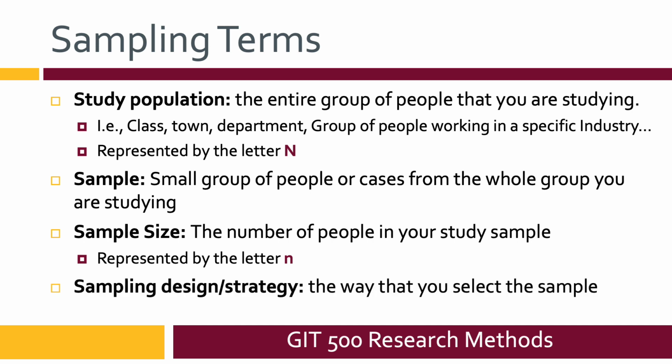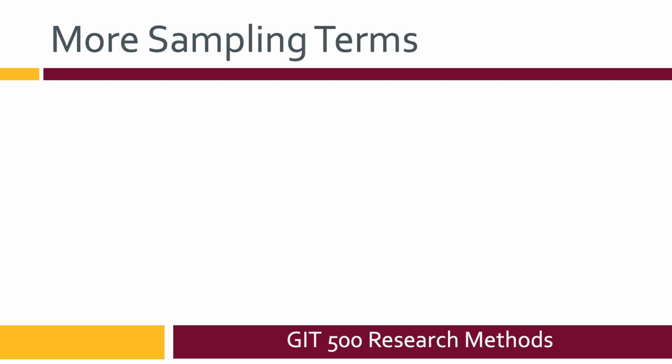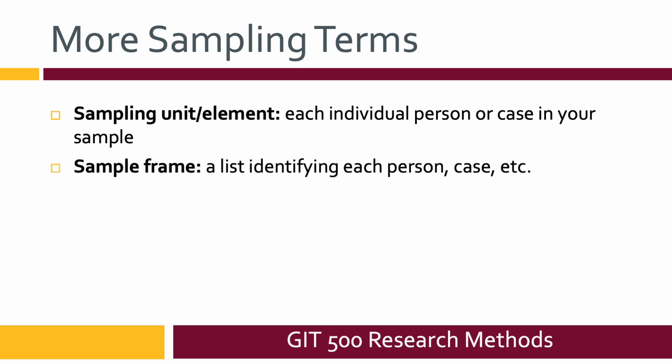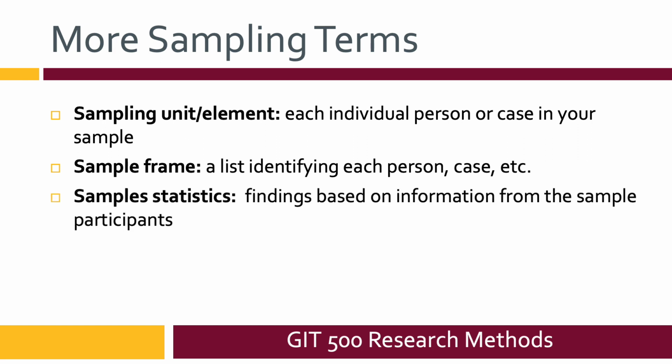When you say something is the sample size, that is the number of people in your study sample, not the whole population, but the sample population. And that is represented by lowercase n in statistics. When you talk about the sampling design or the sampling strategy, that's the way you selected your sample. A sampling unit or element is each individual person or case in your sample. So you may say I have 50 units. That means you have 50 people in your sample. A sample frame is a list identifying each person, case, etc. You typically don't have a sample frame unless you're tracking people over time. And then sample statistics, those are just the findings based on the information from the people that are in your sample.